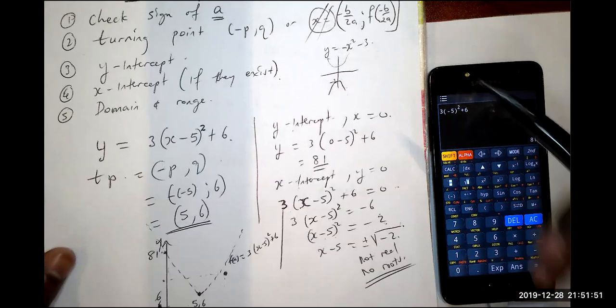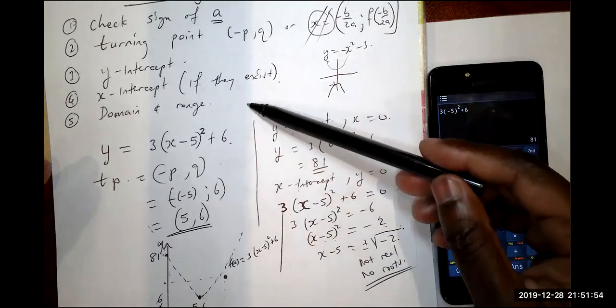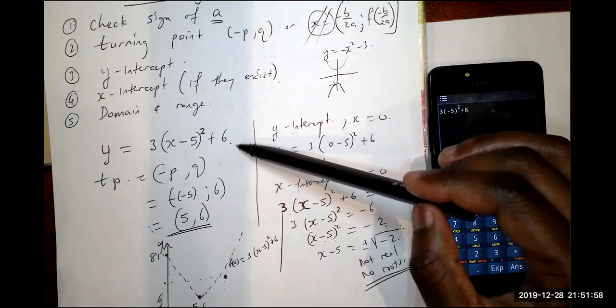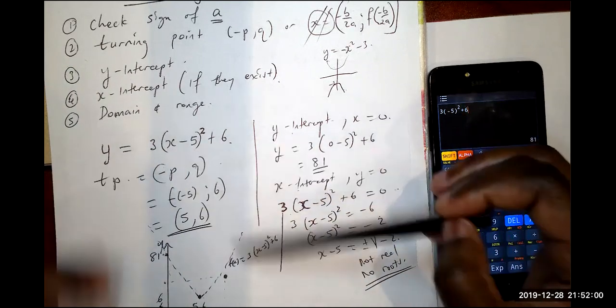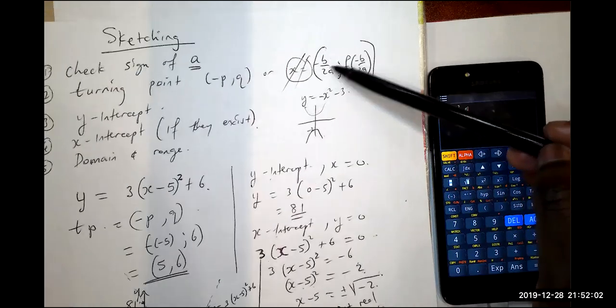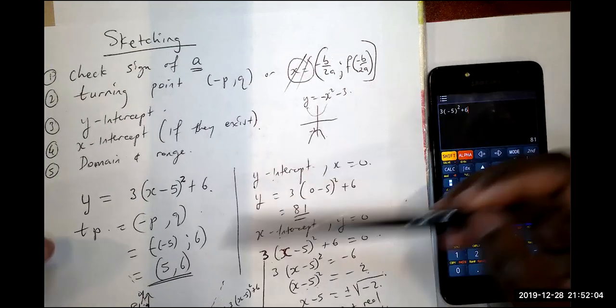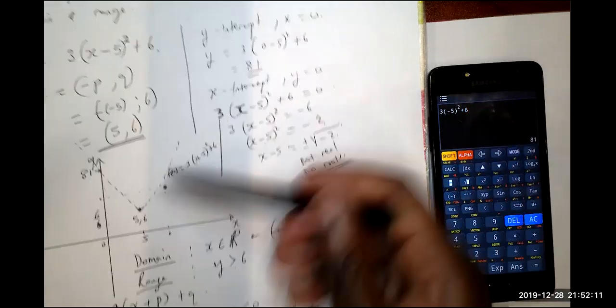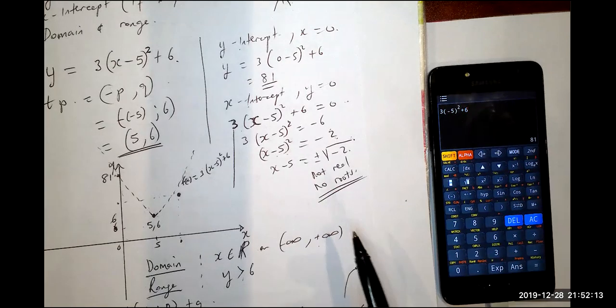Just understand something there: if an equation comes in the form of ax squared plus bx plus c, you need to find the turning point using the formula minus b over 2a. Then once you get the turning point, the rest you still do as you're supposed to. Then you know the domain, you know the range, and how to get it.